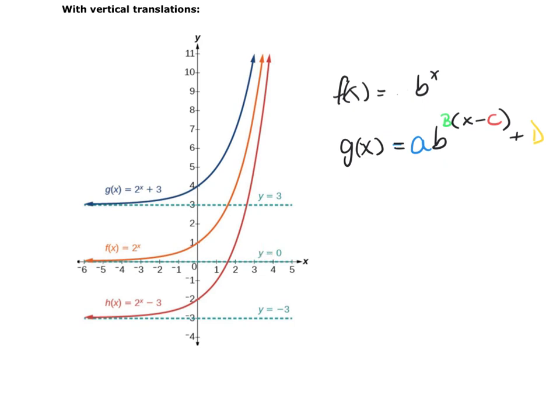And what's happening is that ordered pair right here, all of them are going to go through this ordered pair 0, 1 unless there's a transformation. All of them will have this line y is equal to 0 as the horizontal asymptote. Because I went up 3, it switched to y equals 3, and this point went up 3. If I go down 3, then my point goes down 3, and my horizontal asymptote also goes down 3.